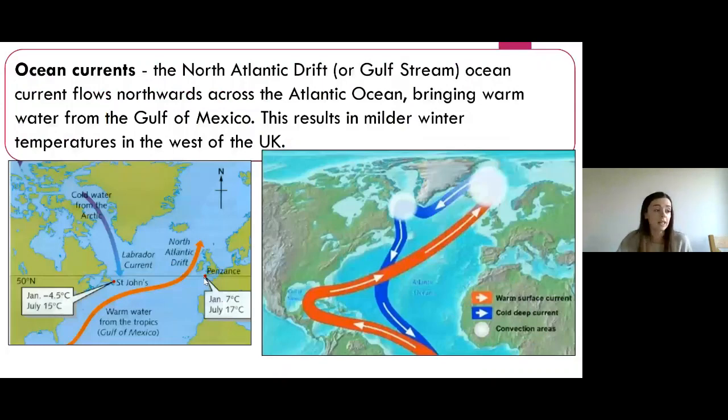Okay, another thing that affects the coastal areas is ocean currents. The North Atlantic Drift, or Gulf Stream, ocean current flows northwards across the Atlantic Ocean, bringing warm water from the Gulf of Mexico. This results in milder winter temperatures in the west of the UK. Because it's warm, that means there's more evaporation, which means more rain. And that explains why we've got a warmer but rainier climate in the UK.